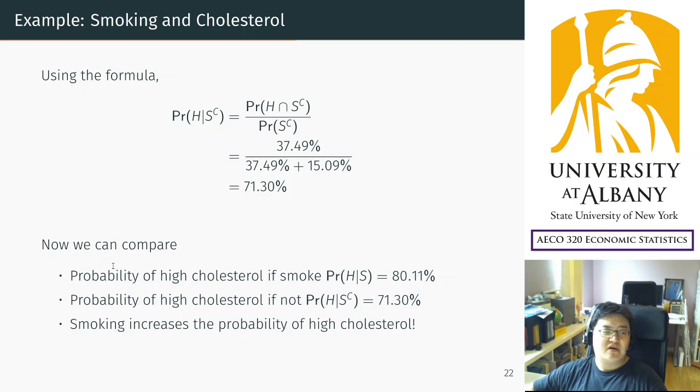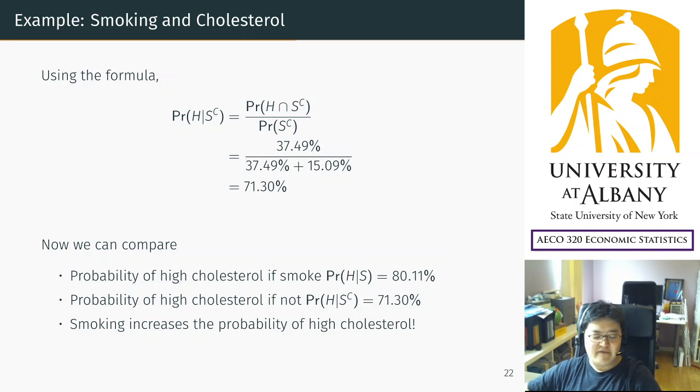If you smoke, the probability of high cholesterol is 80.11%. But if you have never smoked, then the probability of high cholesterol is 71.3%. So from this data, you may say smoking increases the probability of high cholesterol, right? In a simple model, it's not. Researchers do much more complicated models, but the basic, key essential idea is like this, right?